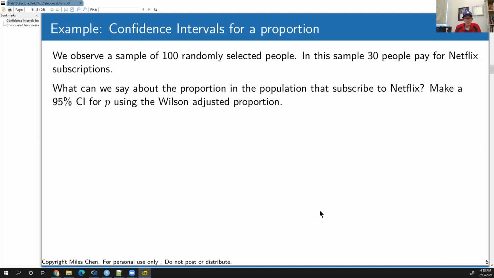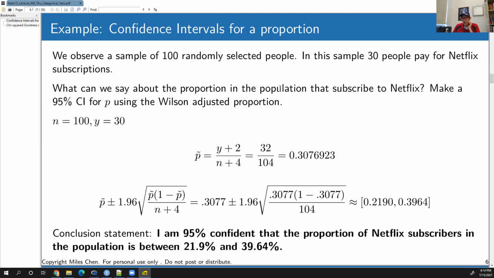We'll make a 95% confidence interval for P using the Wilson adjusted proportion. We start by calculating our P tilde. We add 2 to the numerator, so 30 plus 2, and we add 4 to the denominator, so it'll be 32 divided by 104. That's our P tilde, which is a little bit over 30%, close to 31%: 0.3077.